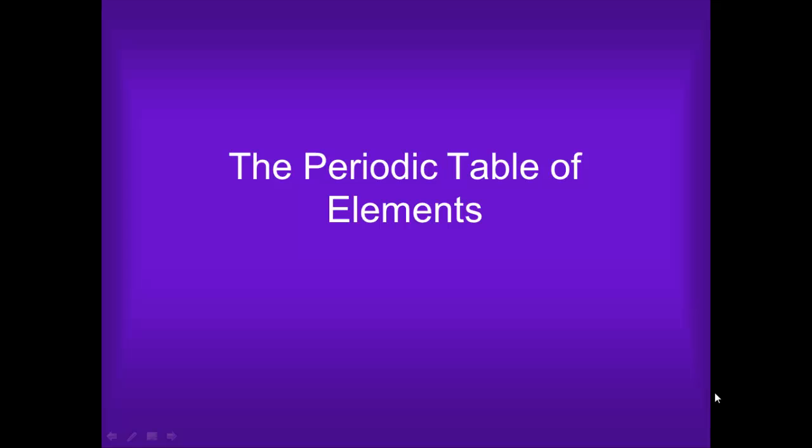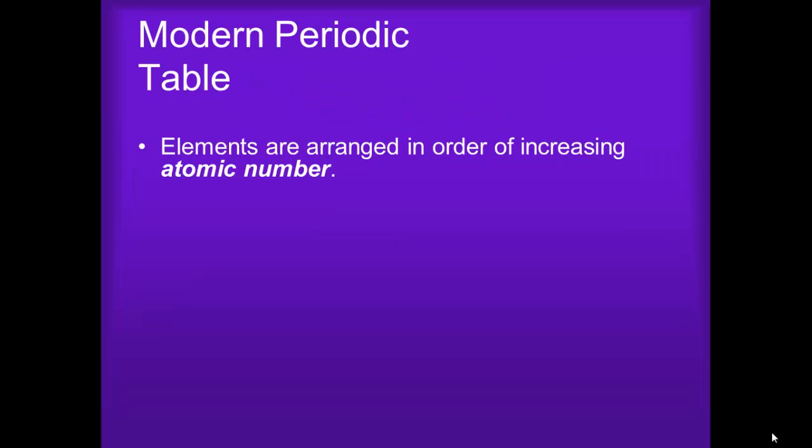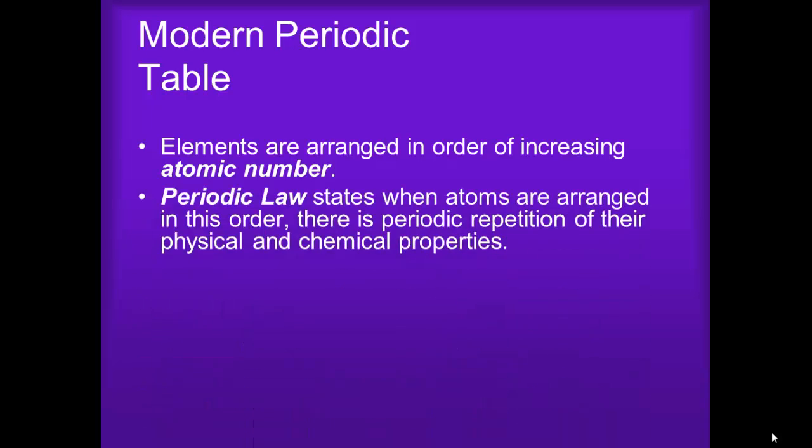This should be a pretty short video reviewing just some basic ideas about the periodic table. Elements are arranged in order of increasing atomic number. That would be the number that's found at the top of the element box for each element on the periodic table. This periodic law we've been exploring through the lab and the graphing assignment that you're doing.